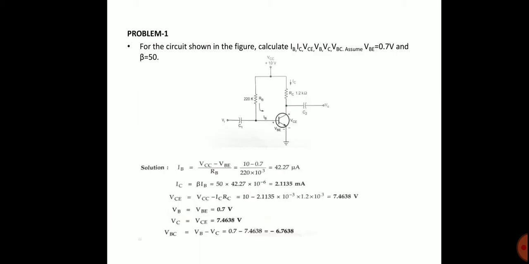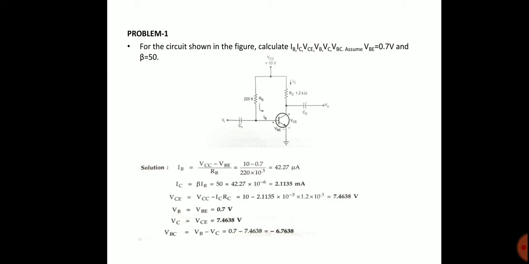Next, problem. For the circuit shown in the figure, calculate the base current, collector current, VCE, VB, VC and VBC. Assume the base emitter voltage is 0.7 volt, that is the silicon transistor voltage, and beta, the current amplification factor, is 50. Now in this circuit we have to consider the fixed bias circuit technique.